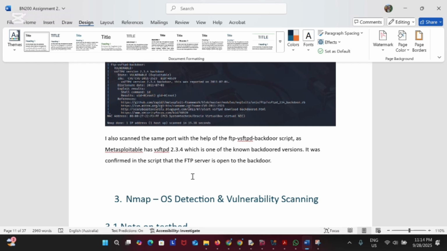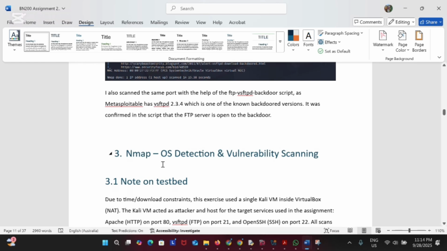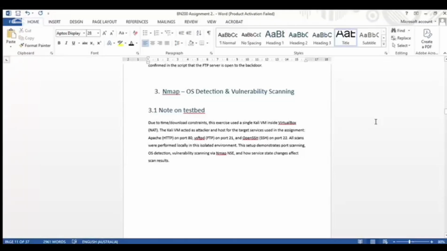Now I will hand over to Bhavana, who will continue with the remaining section starting from Nmap OS detection and vulnerability scanning. Thank you.